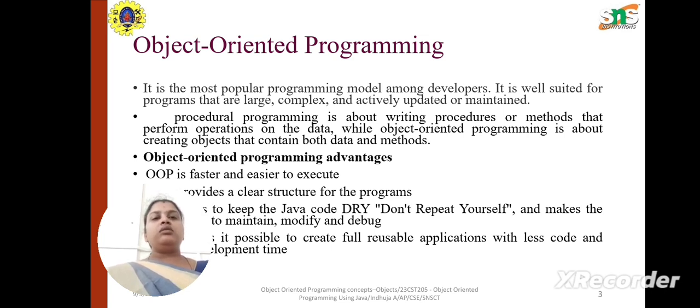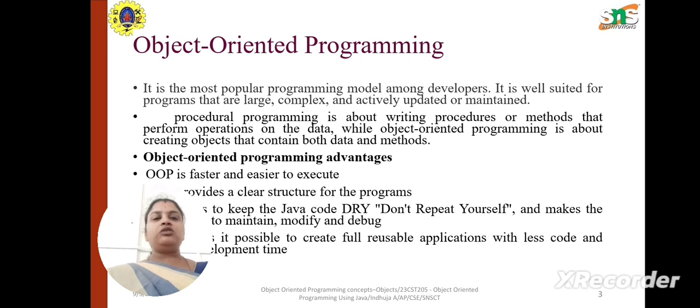Suppose we are moving toward object-oriented programming; without some advantage we will never adopt those programming languages. Likewise, object-oriented programming also has some advantages. Let us see what the advantages are. OOP is faster and easier to execute, which means its syntax is very clear and very easy to understand. It provides a clear structure for the programs. We are dividing the programs into pieces and making them reusable, so we provide a clear structure for the program.